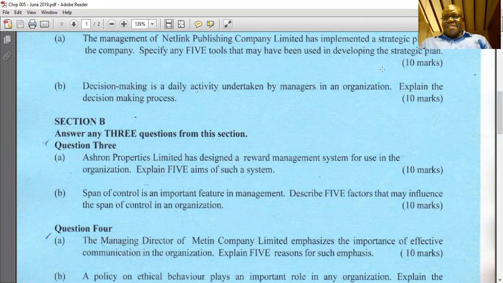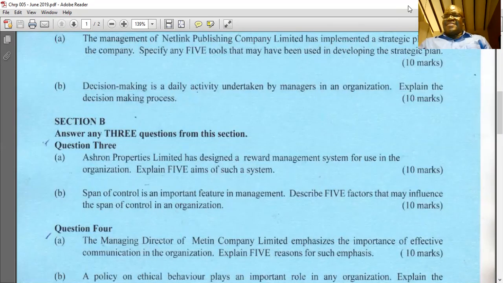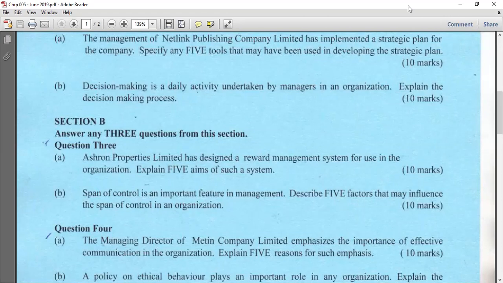The essence of my insisting on your rereading is as you reread, you internalize the question and you're able to isolate what exactly the examiner is talking about. So decision making is a daily activity undertaken by managers in an organization. Explain the decision making process. What comes to mind? Anybody?